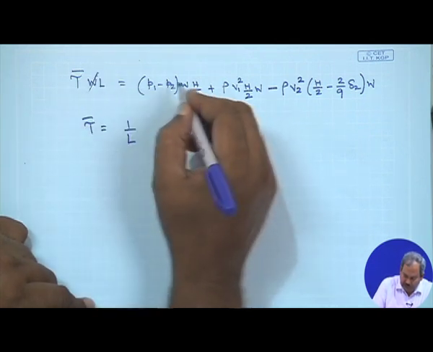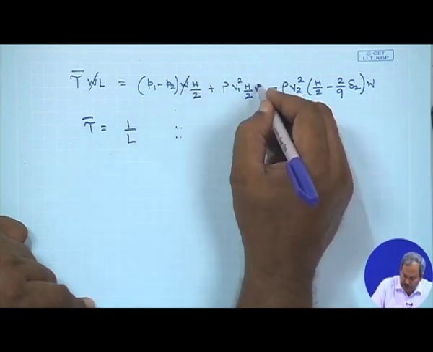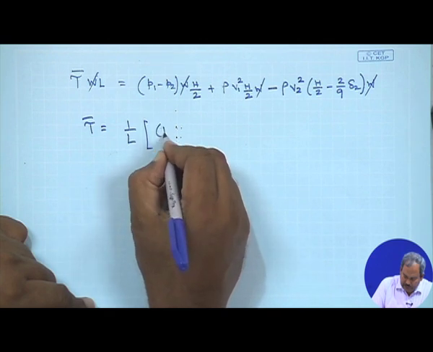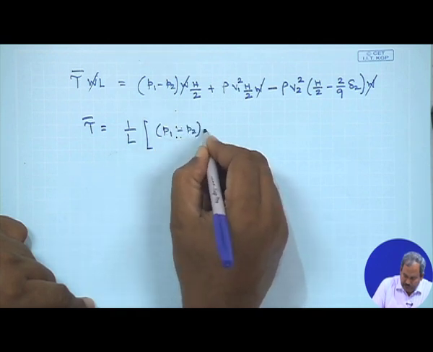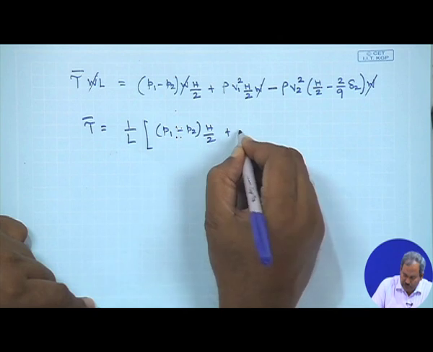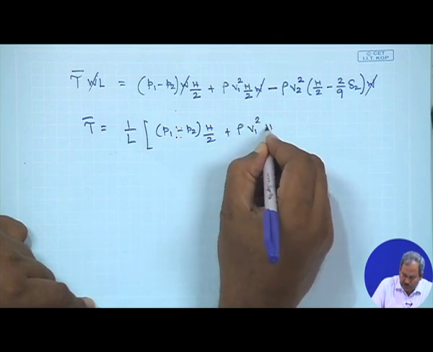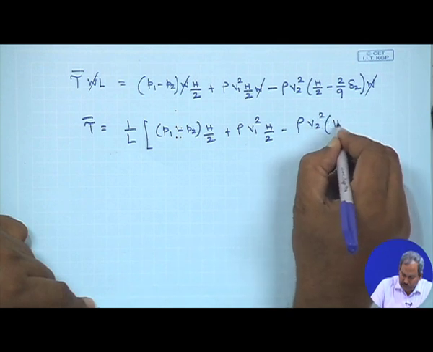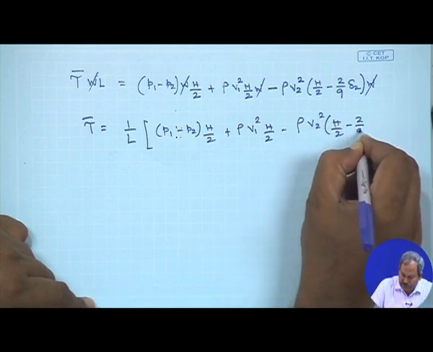The W will cancel everywhere from all terms. It's 1 by L, P1 minus P2 multiplied by h by 2, plus rho v1 square h by 2, minus rho v2 square h by 2, minus 2 by 9 delta 2.